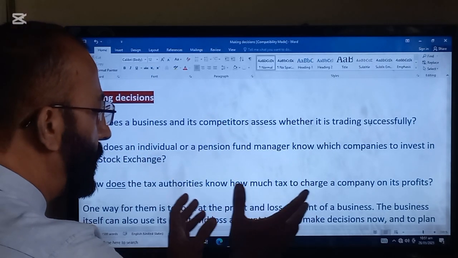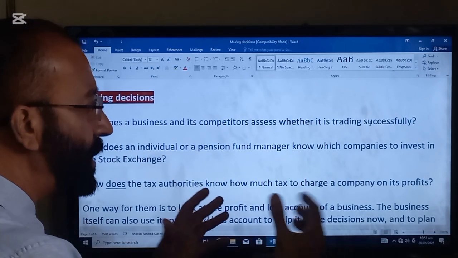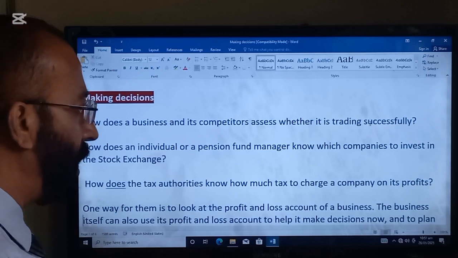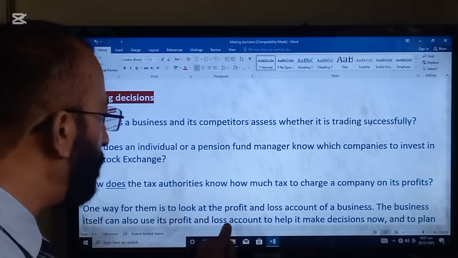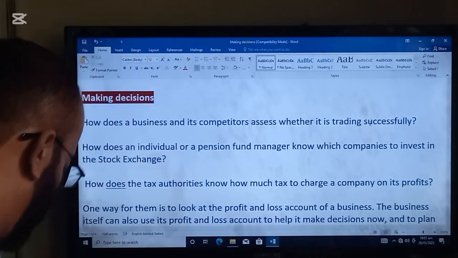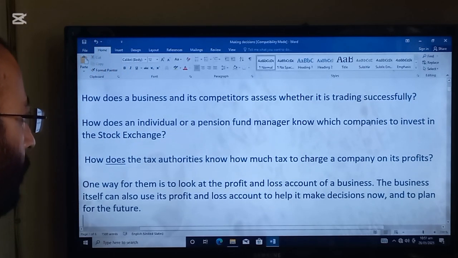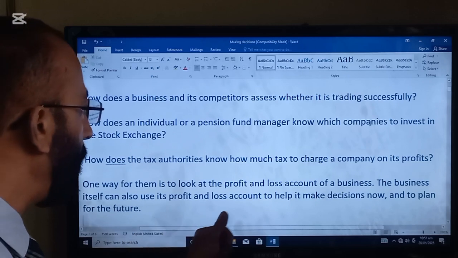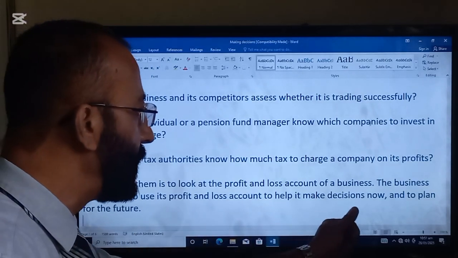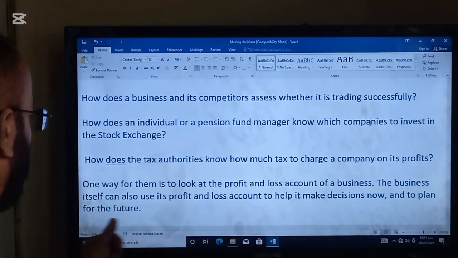So these are the decisions which require some documents, some knowledge. One way for them is to look at the profit and loss account of a business. The business itself can also use its profit and loss account to help it make decisions now and to plan for the future.